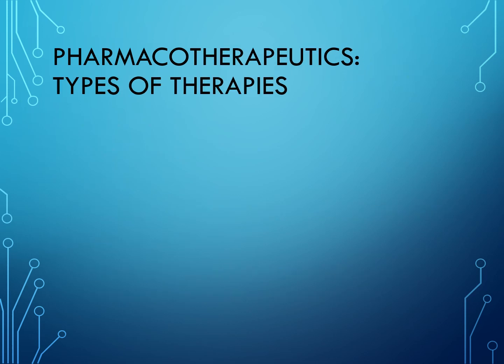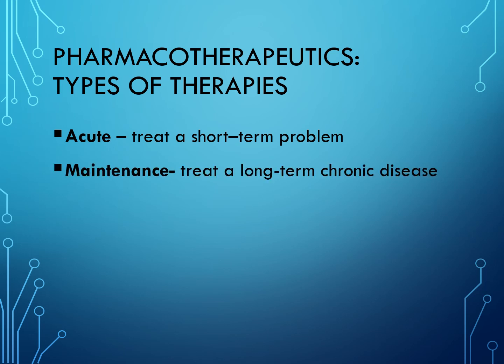There are 6 different reasons for using medications, and we call these types of therapies. First, we have acute therapies. This means we are using these medications to treat a short-term, actively occurring issue in the body, like an infection or a heart attack. Then we have maintenance therapies. These therapies treat long-term chronic diseases like diabetes, hypertension, and heart disease.